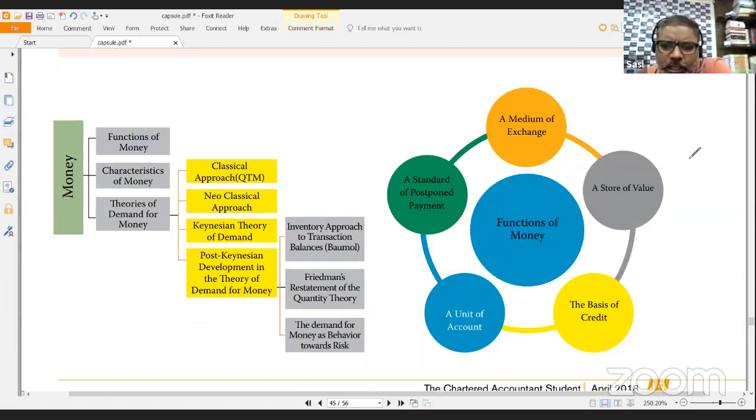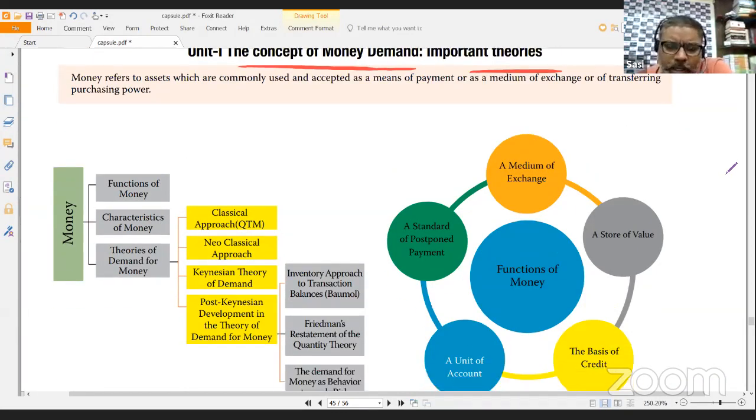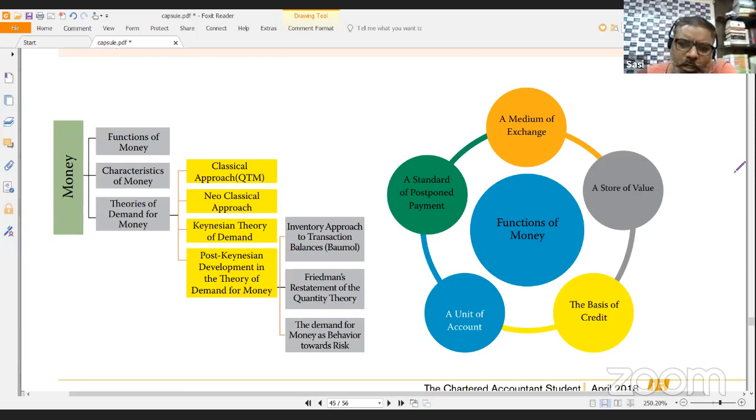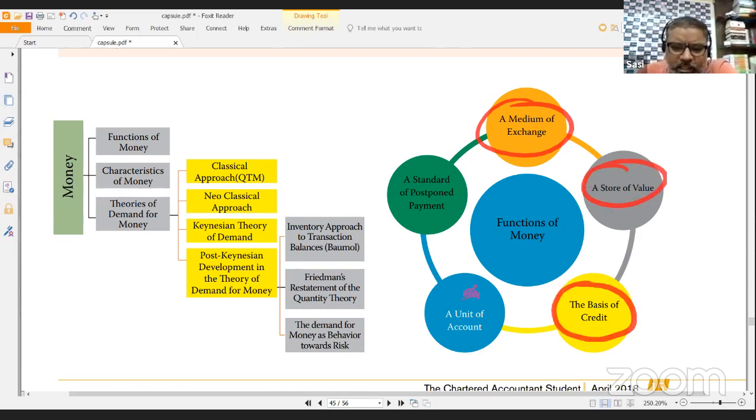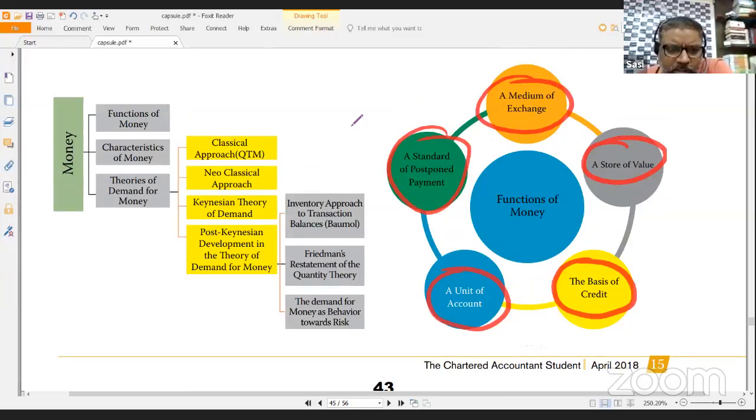There are many points in the money market and the concept of money also. What are the functions of money? It acts as a medium of exchange, and it is a store of value, and it is the basis of credit, a unit of account, and a standard of postponed payment. Each of them is a function of money. This question can be asked like that also.